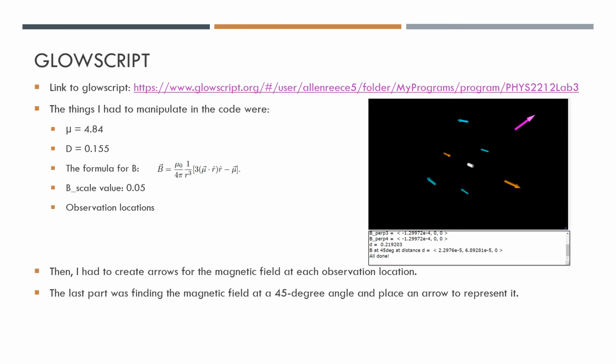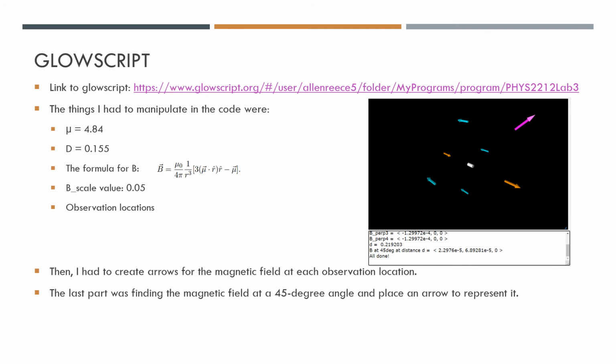Now for the models of the lab, we move into the GlowScript coding section. There's a link to my GlowScript right here. Going back through some of the code, the things I had to manipulate were entering my mu value that I calculated, the d perp value, and the formula for B that I went over earlier. Then I had to create a scale value for the arrows so they would show up right. And then I had to put in these observation locations that you can see in my model, where the two orange arrows are on axis, the blue arrows are perpendicular axis, and this pink or purple arrow is at a 45-degree angle.